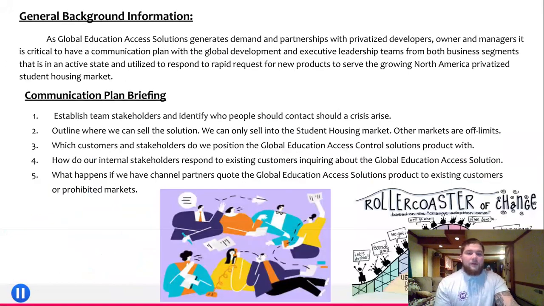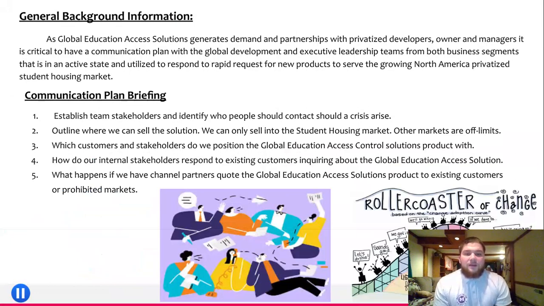All right, moving on to slide 3. General background information. As Global Education Access Solution generates demand in partnership with privatized developers, owners, and managers, it is critical to have communications plans with the global development and executive leadership teams from both business segments that is in an active state and utilized to respond to a rapid request for new products to serve growing North American privatized student housing markets.